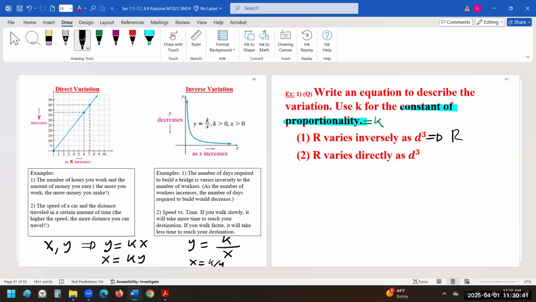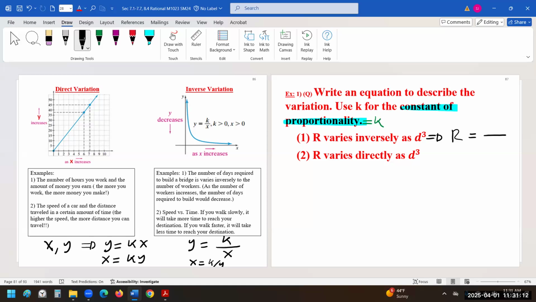Now varies means the evaluation. So R is changing. Varies means it's changing. R is changing inversely. What does inversely mean? The first equation or the second equation? Second one. So we have equals a fraction. So R is changing inversely as d cubed.